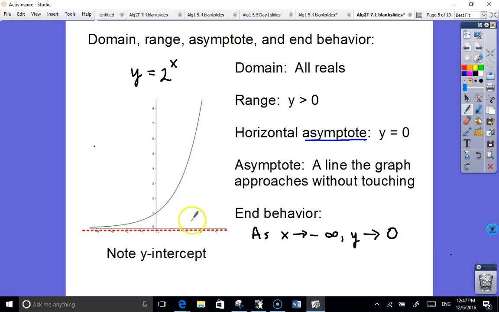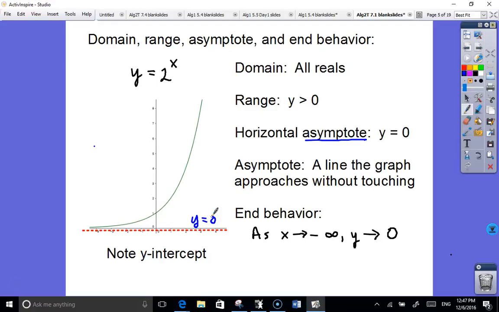What's the equation of that dashed line? It's a horizontal line, so it's got to be y equals 0, right? That's the asymptote. So the graph is going to get infinitely close to that line, but it can never touch. There's nothing you can do to make it have y equals 0.